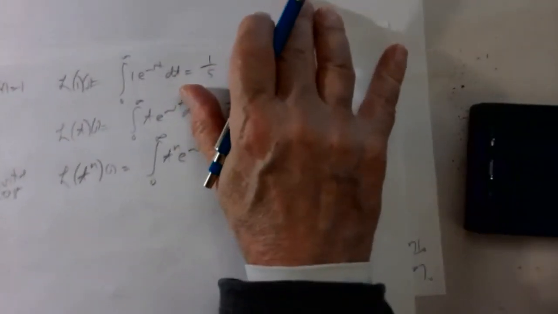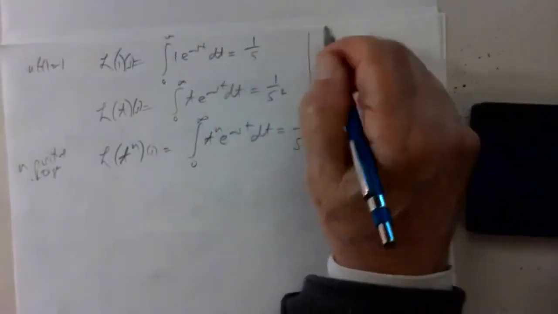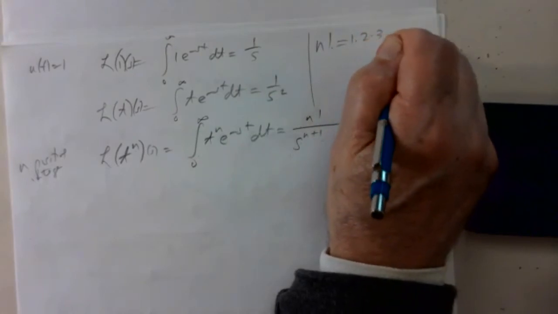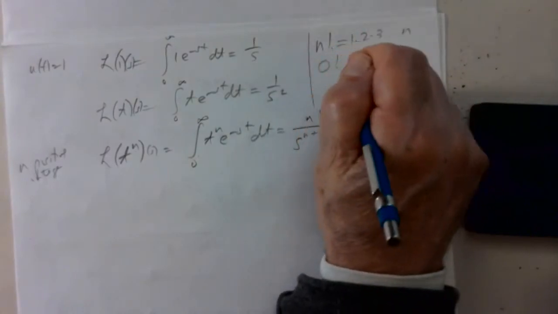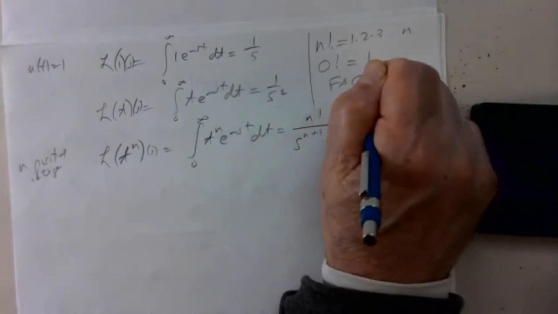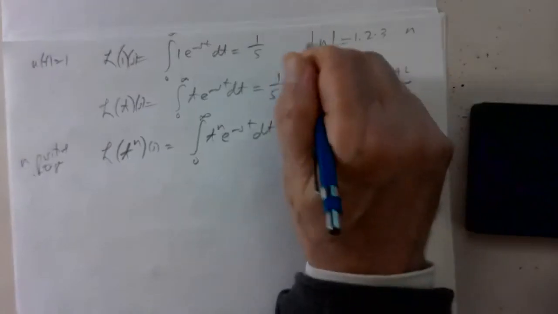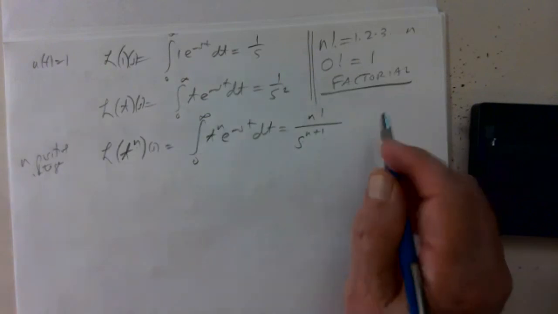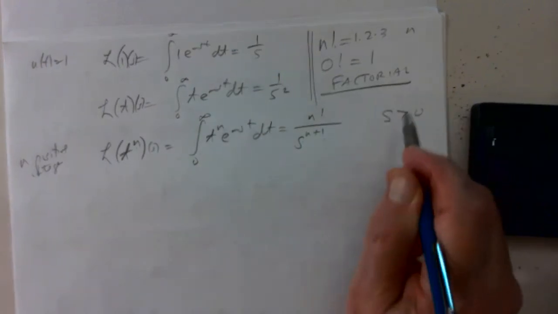And I remind you that n factorial is the product of the positive integers up to n. 0 factorial is defined to be 1. So this is the factorial function. So n factorial is just the product of the positive integers from 1 to n. This is defined for all s greater than 0.